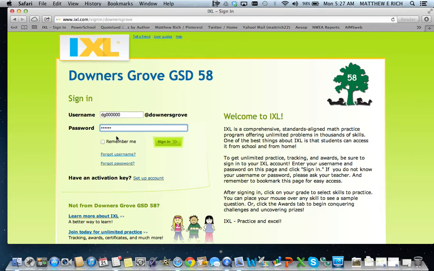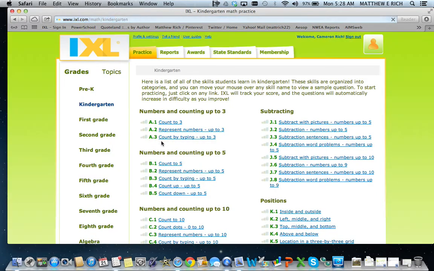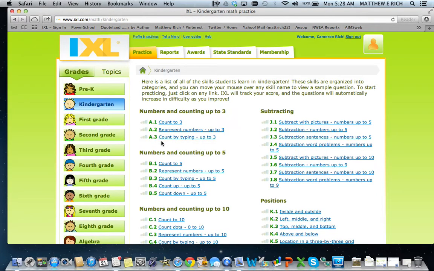This works on any computer, Mac, PC, Android, iOS. It should work fine in any operating system. Ubuntu, Linux should be fine. Hit Sign In, and you're brought to a Skills page.